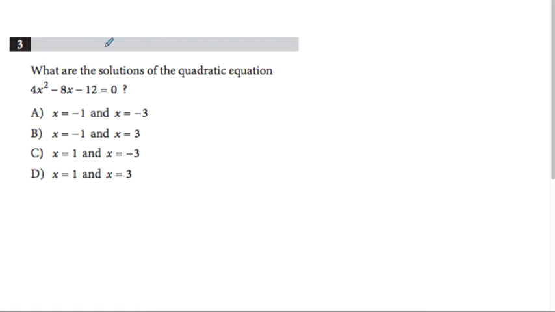In looking at this question, it says, what are the solutions of the quadratic equation? So it's purely asking you, do you know how to solve a quadratic? So the first thing you'd always want to do is look at this quadratic equation and make sure it's in standard form and set equal to 0, which it is, and then see if you can simplify. That would always be the step that I'd want to go through.